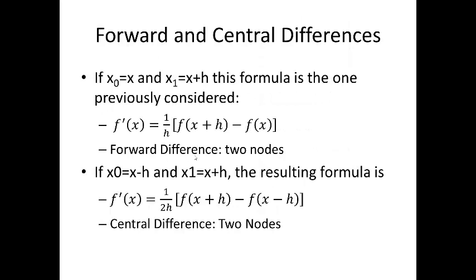The forward and central difference is basically if we have x0 equals x and x1 is equal to x plus h, then the formula is the one previously considered, which is f prime of x is equal to 1 over h times f of x plus h minus f of x. And you've seen that formula several times throughout calculus, and that's the forward difference with two nodes. Now, if x0 is equal to x minus h and x1 is x plus h, the resulting formula is f prime of x is equal to 1 over 2h times f of x plus h minus f of x minus h, and that's the central difference with two nodes.